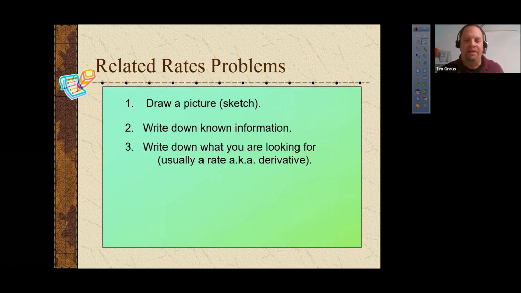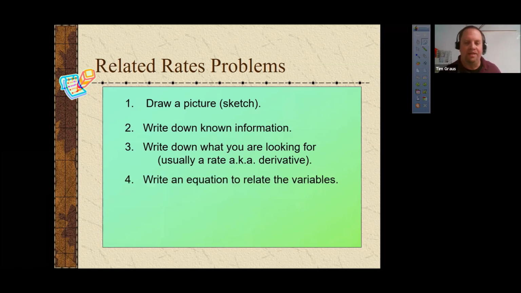And finally, write down what you are looking for. Usually the thing that you're looking for is also going to be a rate. And when you're given a rate or when you are looking for a rate, it usually helps to name them in a way that reminds you that it's a derivative. For instance, a rate of change of volume would be dV/dt, rate of change of radius, dr/dt, rate of change for an angle, d theta/dt, rate of change of height, dh/dt.